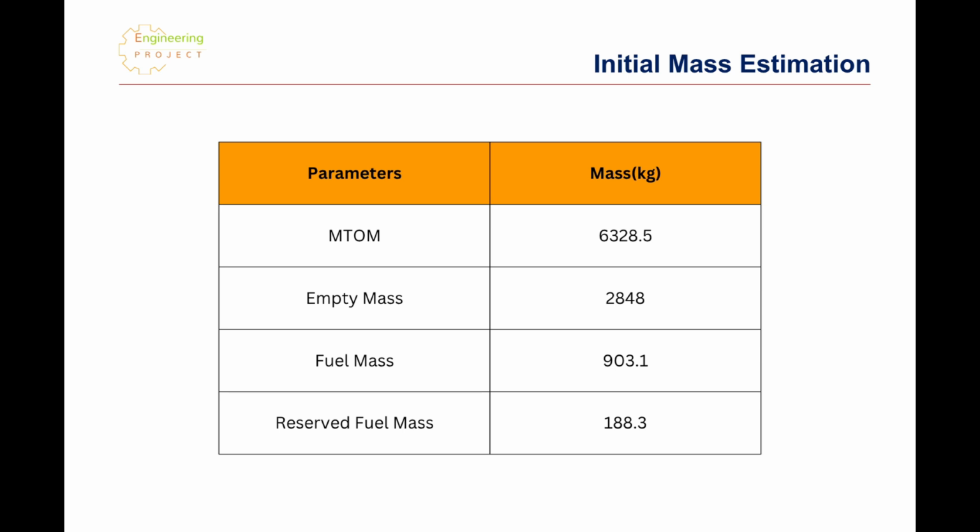For the reserve fuel mass, we also use the range equation, for 100 km to divert around the aircraft and 30 minutes endurance to land at the alternate airport.